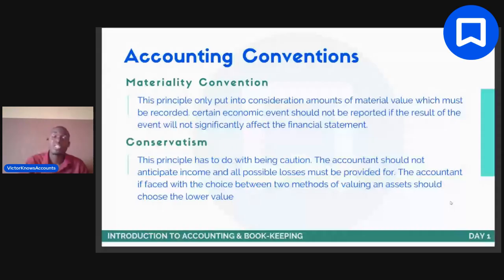So if the omission or misstatement will affect the decisions that will be made by the users of financial statements, then you regard that particular item, information, or transaction as material. That's what the materiality convention talks about. That's the question that it answers.